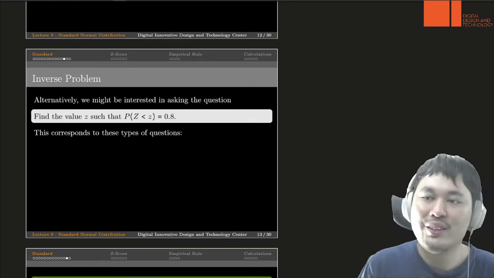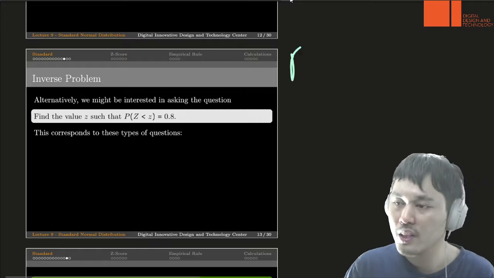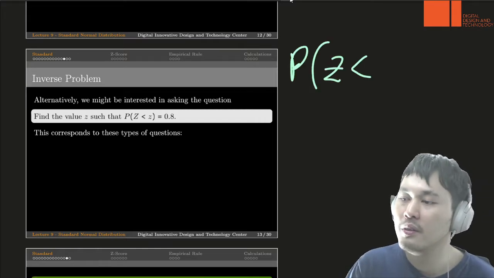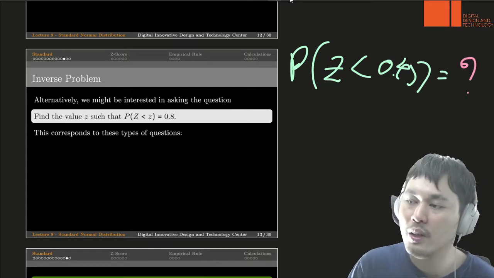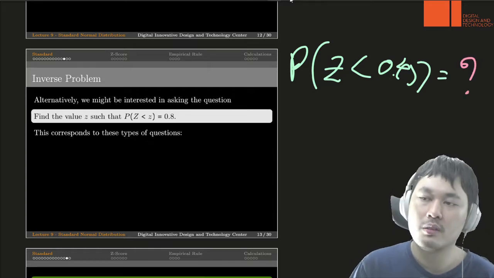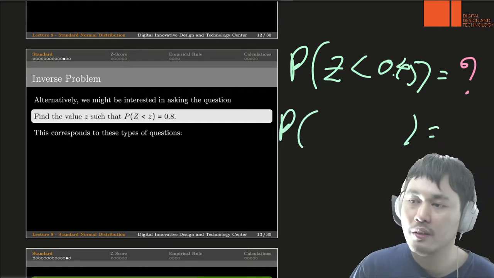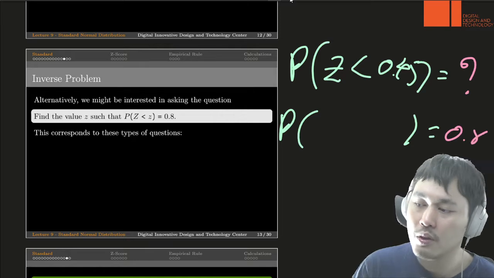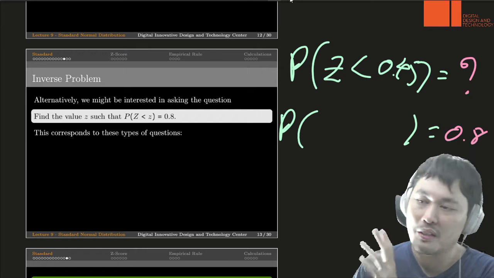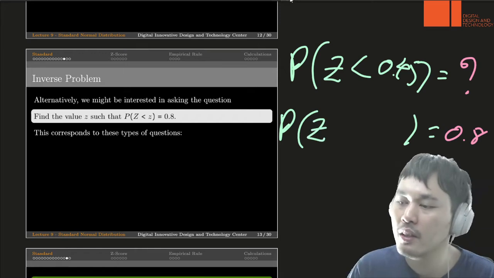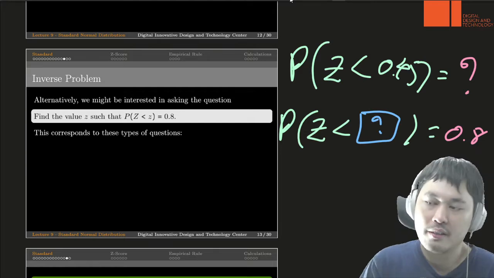Now we are on the next topic, which is inverse questions. Previously we have this kind of question: if I give you 0.45, then you have to figure out what that value is using the table or whatever. I can ask you this kind of question instead. If I want the area to be 0.x, can you find the value such that the area is 0.x?